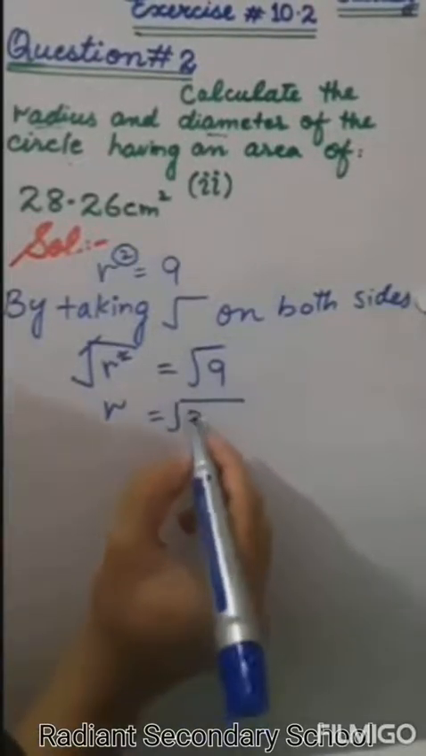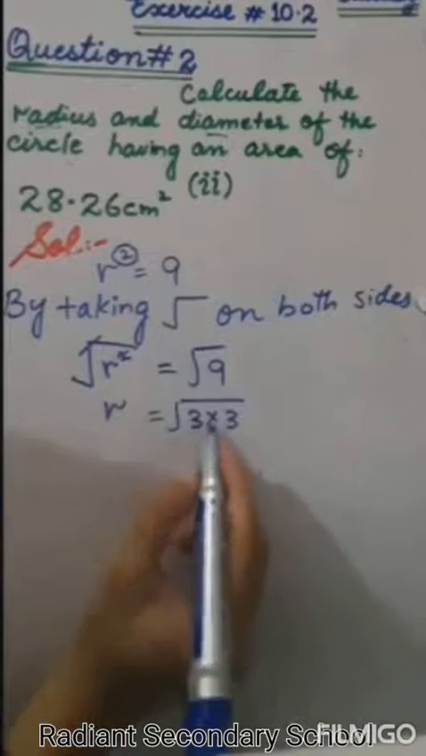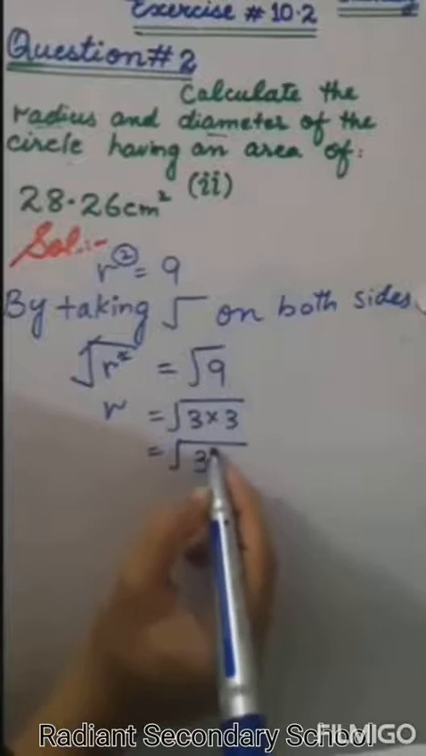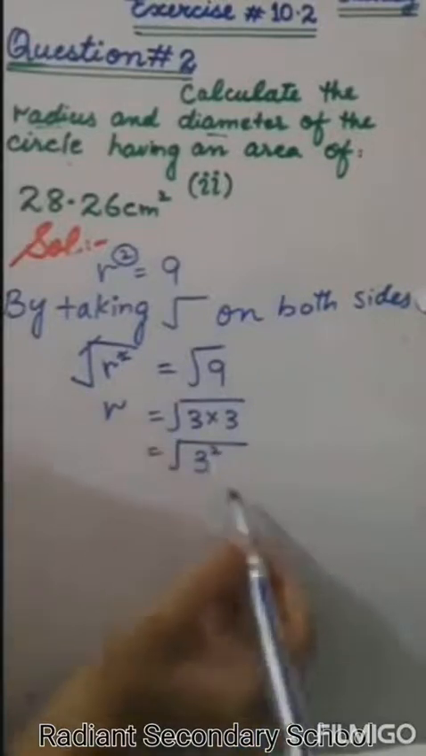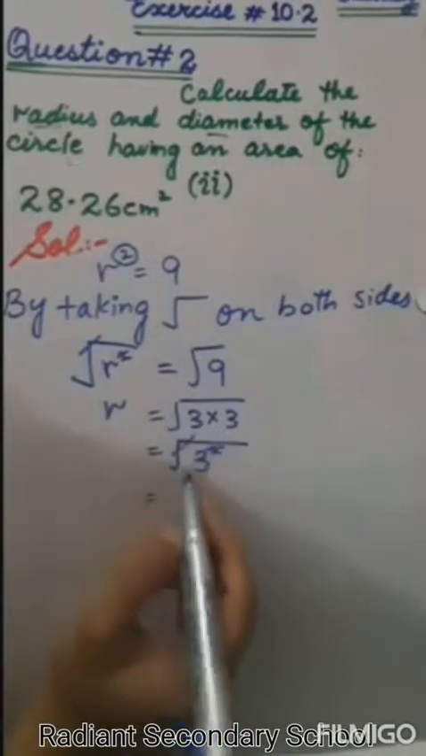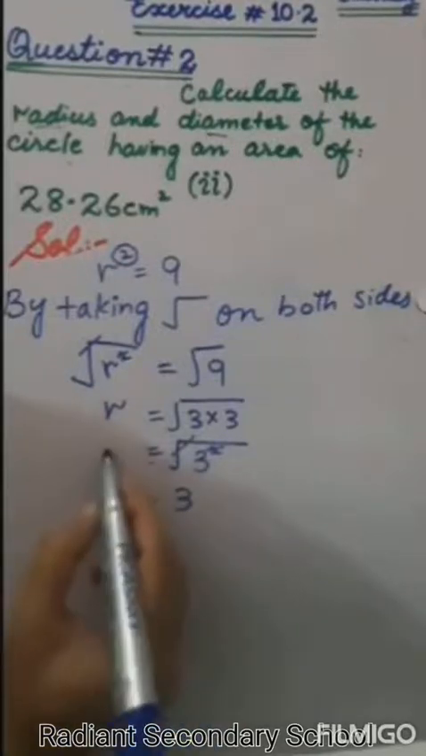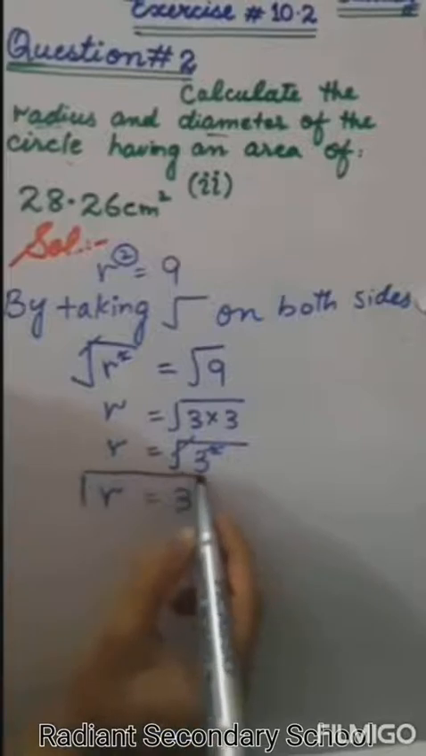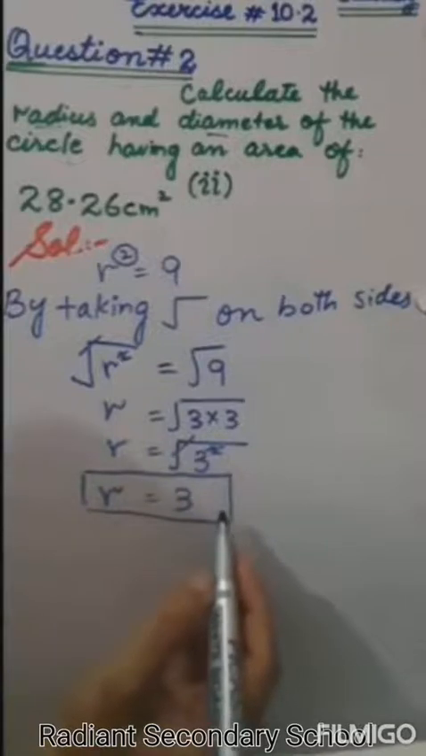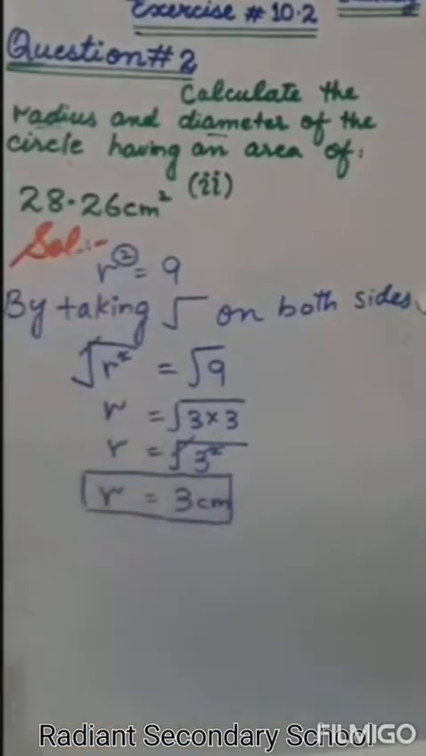9, in the place of 9 I can write 3 multiplied by 3. So 3 multiplied by 3 is again 9. When two same numbers are multiplying with each other, you can write them like this: 3 square. After that this square can be cut with this under root, because square can cut the under root. Only 3 is remaining, so 3 is our required radius, and the unit of radius you have to write here is centimeter, because in the question centimeter is used.